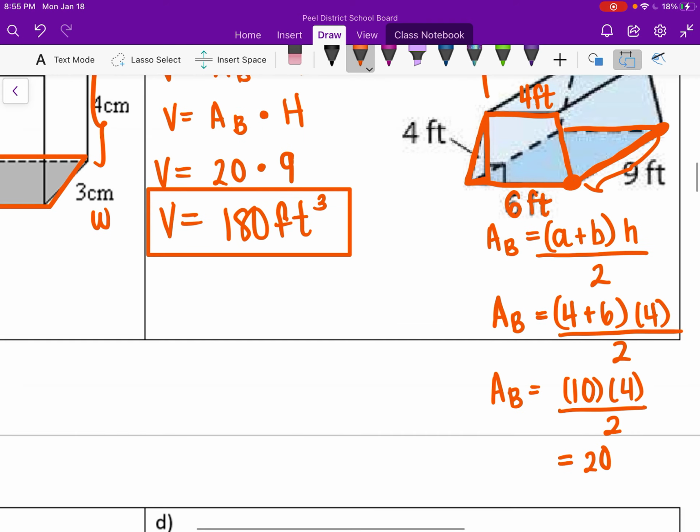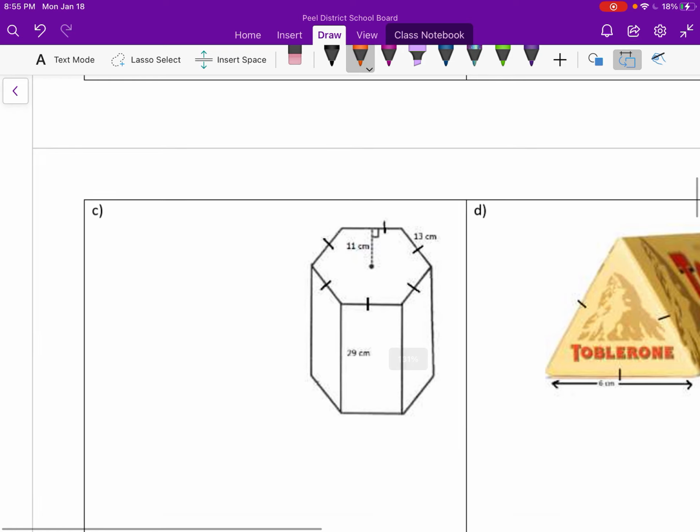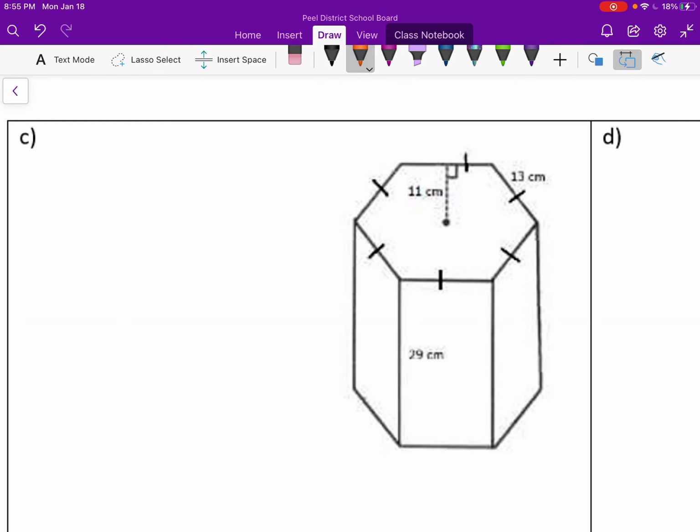Okay? So first things first, always find the area of the base. And you can find that by finding the area of that. We have formulas for it available to us, right, of the 2D object. Okay. So now, moving on. It always gets a little bit more complicated as we move on, right?